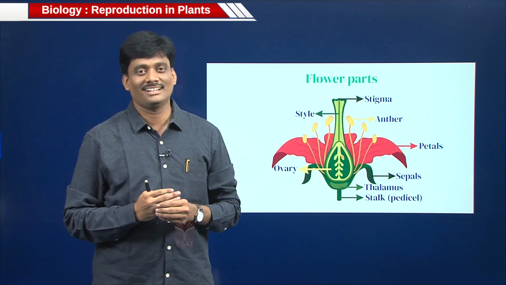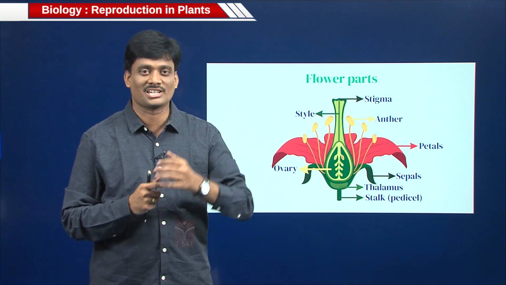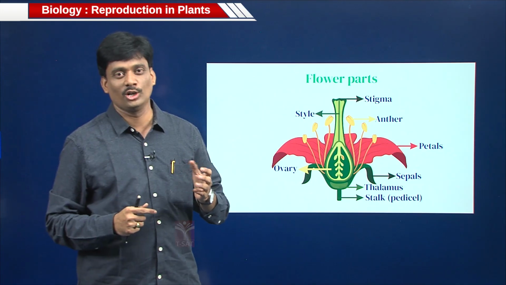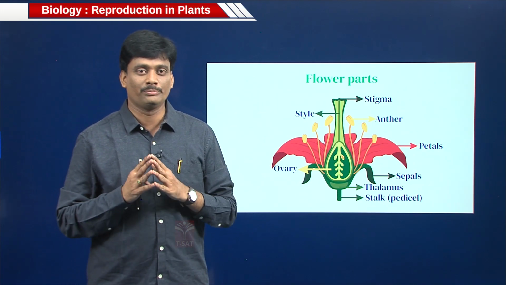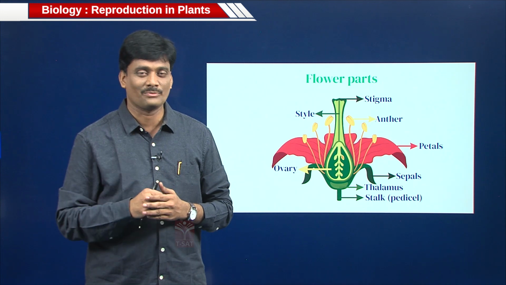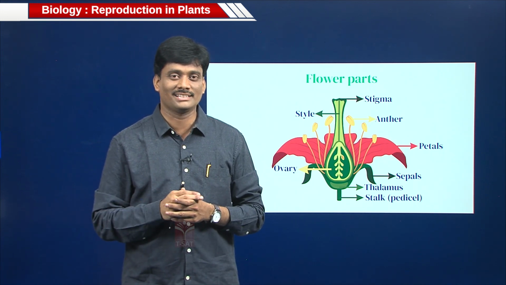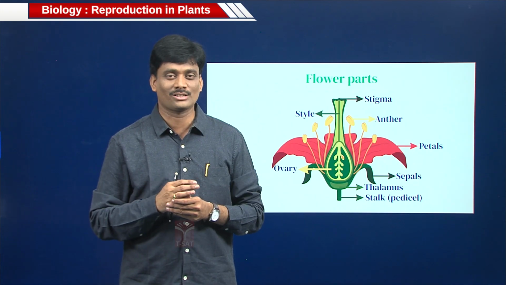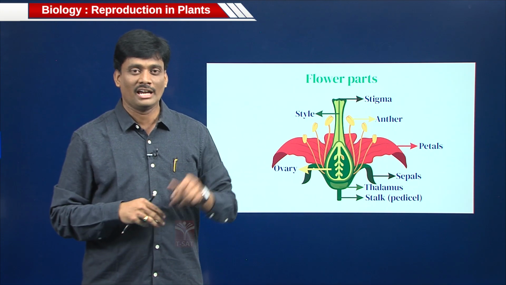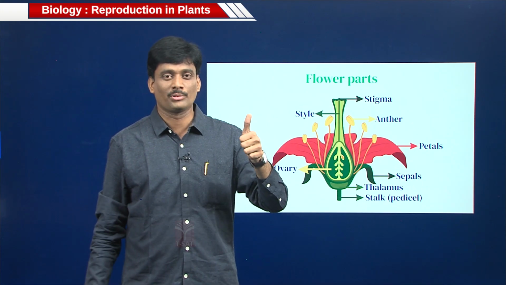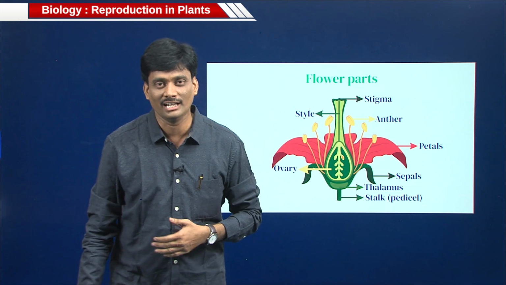Okay, to understand the sexual reproduction in plants, we have to know the structure of the flower. When you see the structure of the flower, mainly the floral parts are present in 4 circles. The first circle is called the calyx, the second is called the corolla, the third is called the androecium, and the fourth is said to be the gynoecium. Androecium is the male reproductive part, and gynoecium is the female reproductive part in a flower.